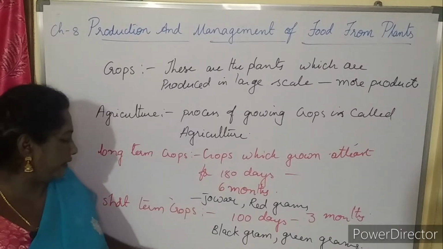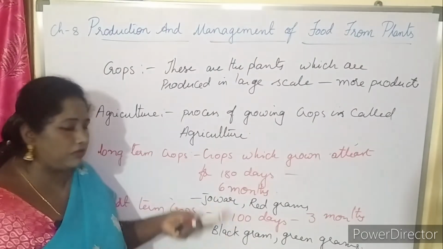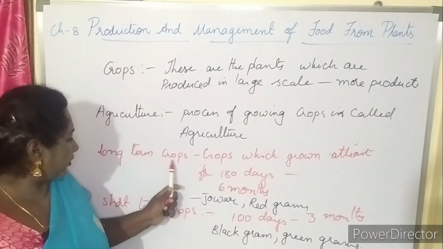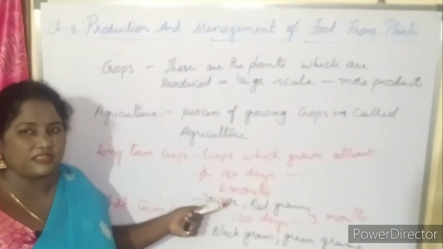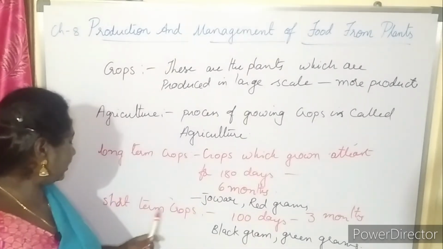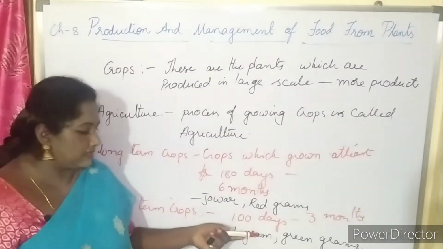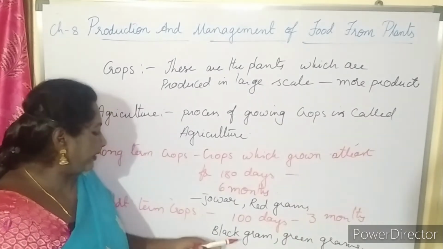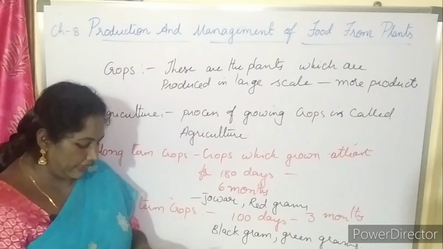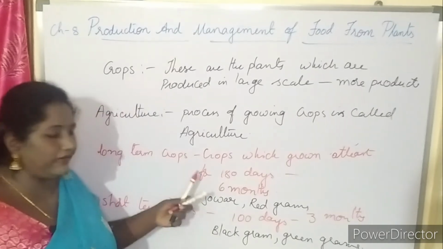So based on the time duration, we can divide the crops into two types: long term crops and short term crops. Long term crops take 180 days, nearly 6 months. The examples are jowar and red gram. Short term crops take 100 days, nearly 3 months. Examples are black gram and green gram. So the time period taken is divided like this.